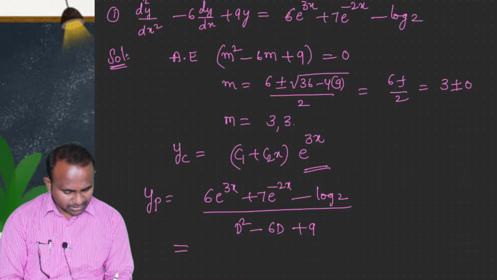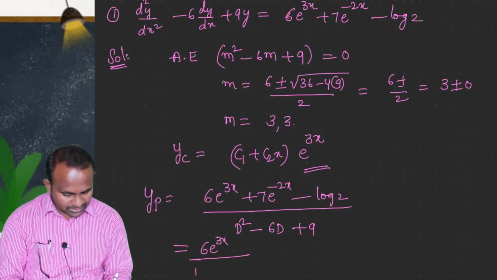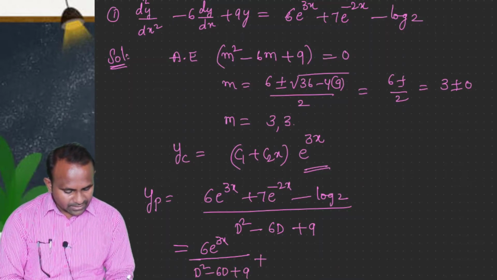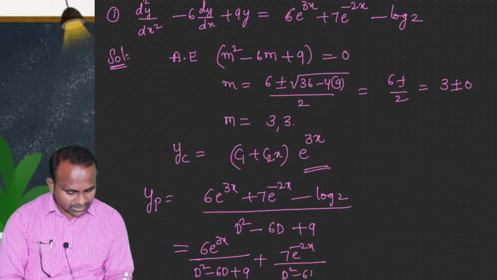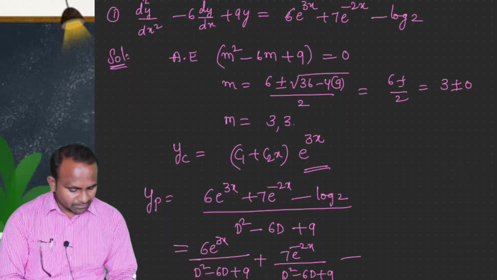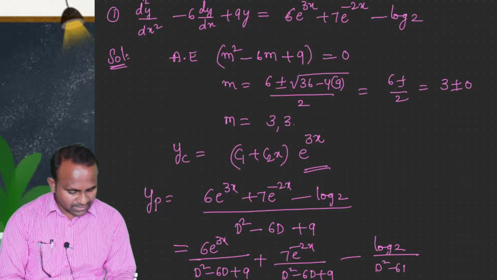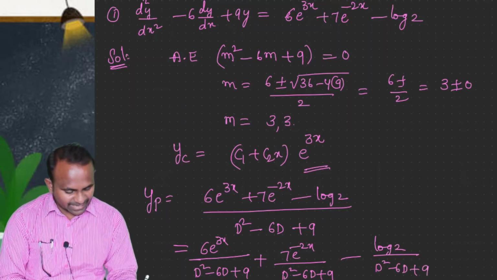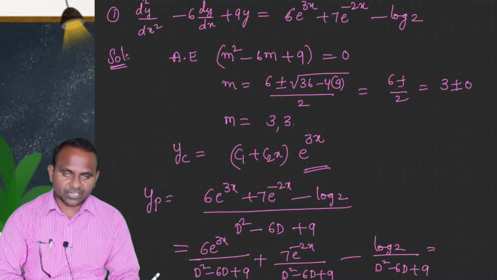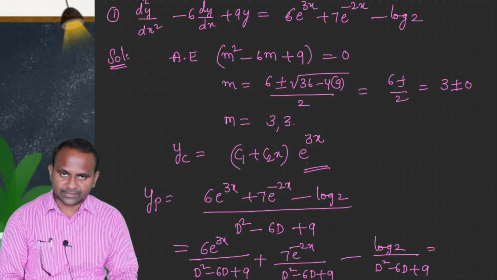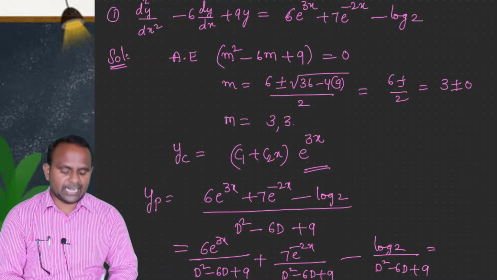So we write 6 e^(3x) over D squared minus 6D plus 9, plus 7 e^(-2x) over D squared minus 6D plus 9, minus log 2 over D squared minus 6D plus 9. Let me take these as particular integral 1, particular integral 2 and particular integral 3. That is how we proceed, otherwise you can directly do it.